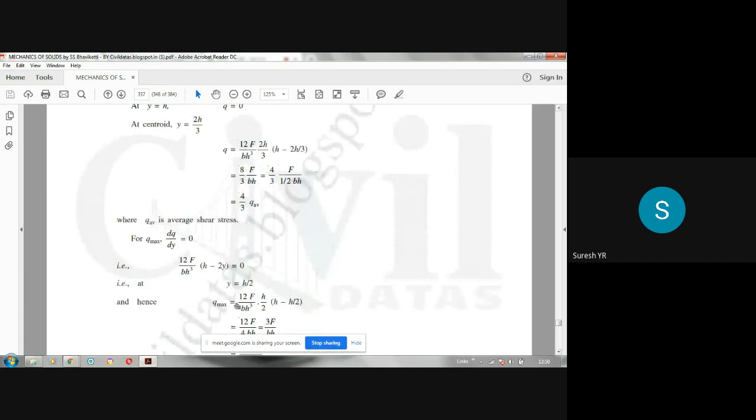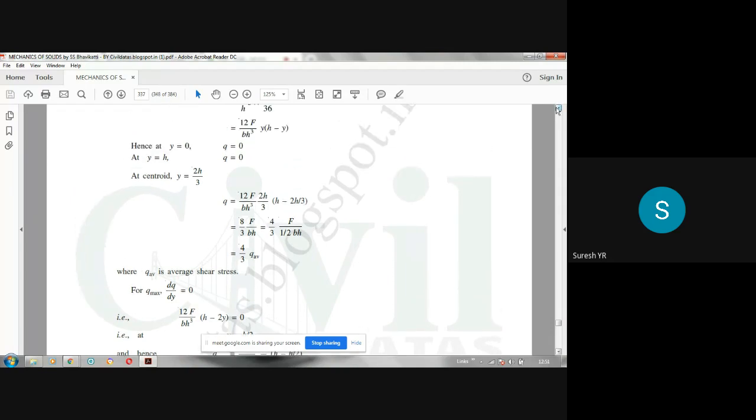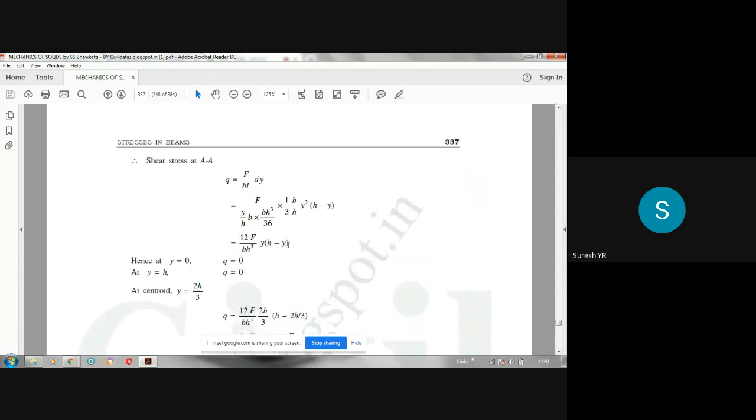Let us calculate that. To calculate the maximum shear stress, the condition is dq by dy equal to 0, because the condition for a minimum or maximum of a function is that its first derivative should be 0. That you have learned in mathematics, differential calculus. So for q max, dq by dy is equal to 0. This is the expression for q. Differentiate this with respect to y and equate it to 0.